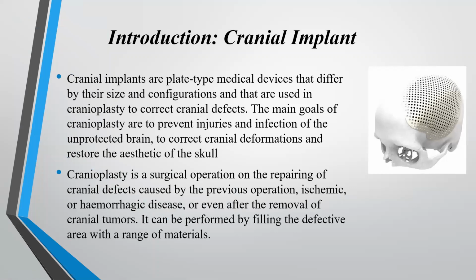So what is a corneal implant? These are plate type medical devices that differ by their size and configuration, and are used in corneoplasty to mainly correct the corneal defects. The main goal is to prevent further injuries. As you know, the brain is made up of very soft tissue, and the brain is the main functional unit of any human body. Any small accident to the brain will immensely affect the functionality of that person and his future also.